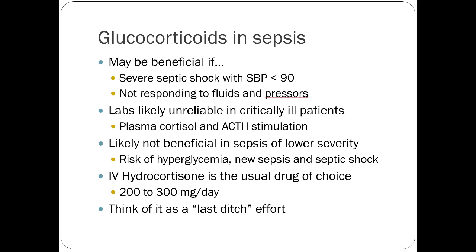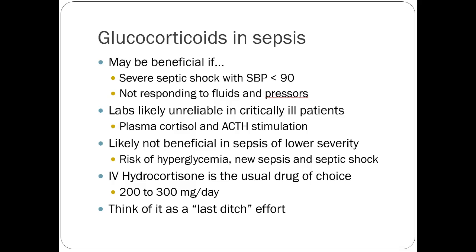Labs are unreliable in critically ill patients a lot of the time, so you don't really know exactly, because their body's undergoing a lot of stress. You can get a plasma cortisol. You can also look at stimulating cortisol to see if they're producing it on their own. That's a whole other thing that I'm not really going to get into at this point, but it is an option you can do.